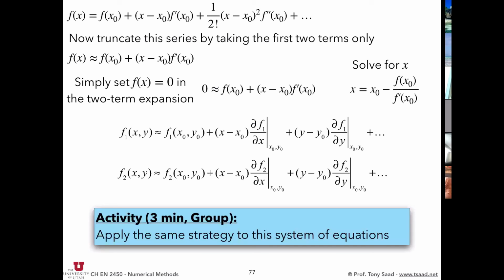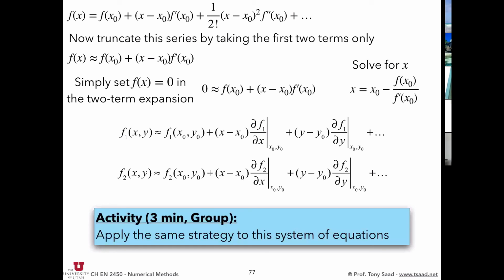Sure. So I did negative f of x naught y naught minus parentheses y minus y naught times the partial differential of f over y, so df over dy, all divided by df over dx, and then adding x naught to the end.